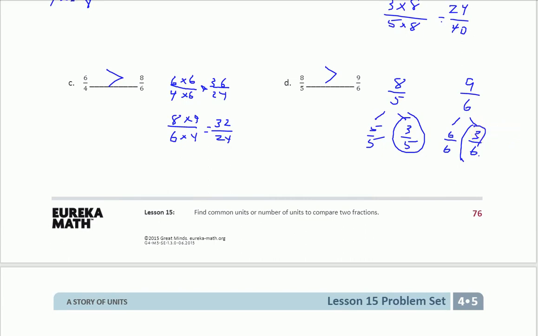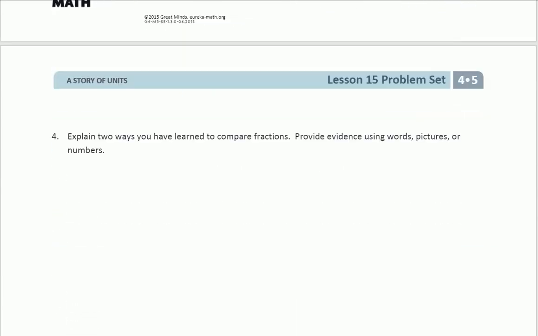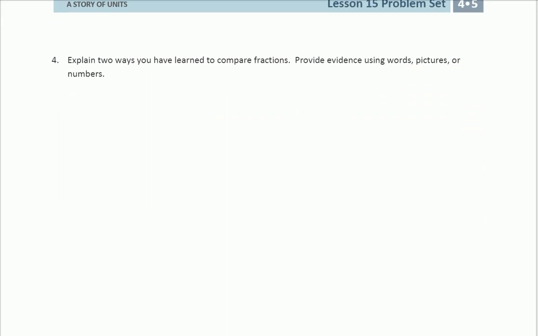We have one more to do. Explain 2 ways you have learned to compare fractions. Well, this one, folks, you're on your own. Explain 2 ways that you've learned to compare fractions. Because this is wrapping up all the ways we've learned. You can talk about area model. You can talk about common units, either common denominators or even common numerators. Sometimes if the numerators are the same amount, it's easy. If the denominators are the same amount, it's easy. And go ahead and give it your best shot, and I'll catch you next time.